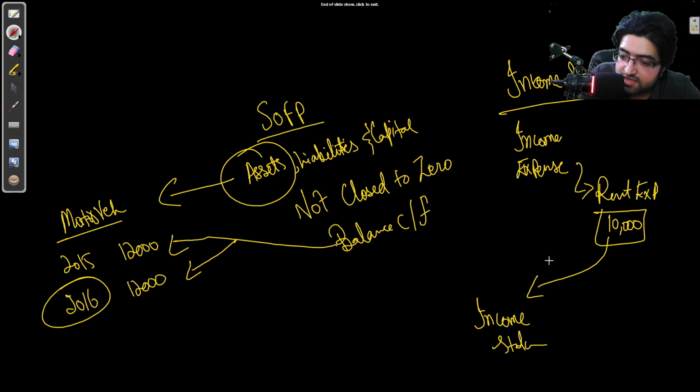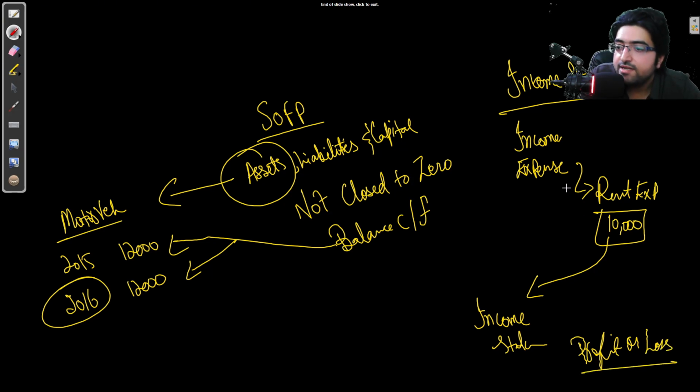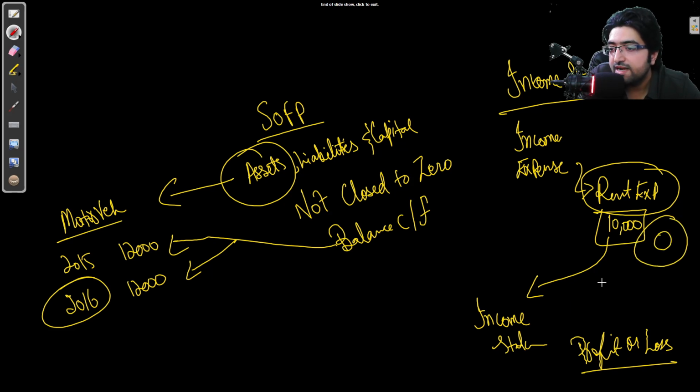Once you have moved this to the income statement and calculated the profit or loss of the year, there's no need to maintain a balance for this. This account is zero now, right? Because you have moved the amount to the income statement and it's done. You've also calculated the profit or loss of the year. So that year is over. The expense account is over. For the next year, you will have new expense accounts and new income accounts.